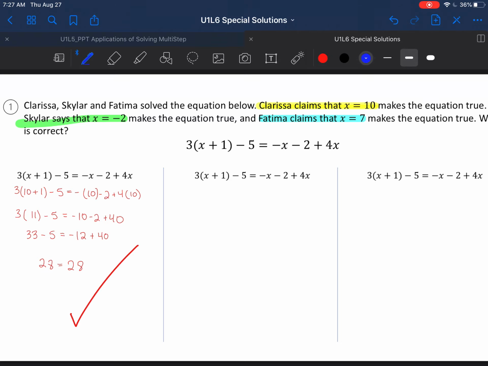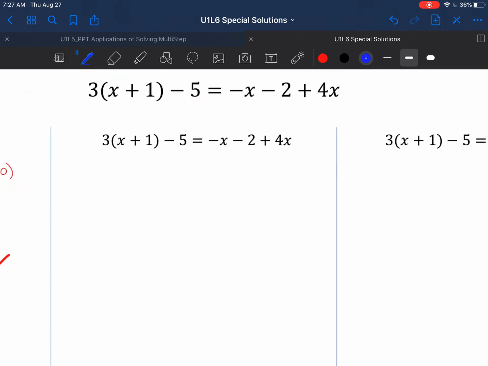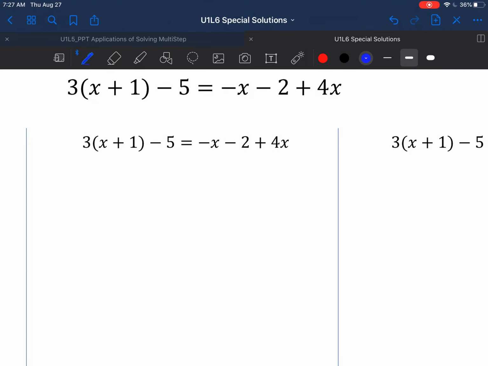Well, let's check Skylar. She claims that x equals negative 2 makes this equation true. So, I'm substituting every x with negative 2.